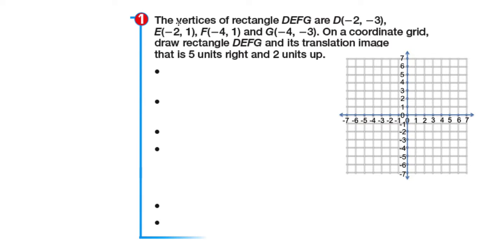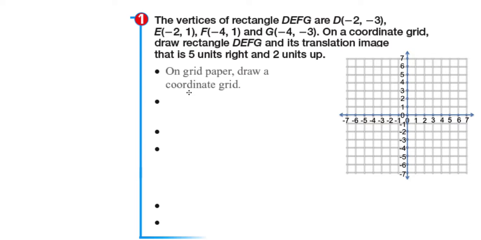Example number 1. The vertices of rectangle DEFG: D is negative 2, 3. Point E is negative 2, 1. Point F, negative 4, 1. Point G, negative 4, negative 3. On the coordinate grid, draw rectangle DEFG and its translation image that is 5 units to the right and 2 units up.